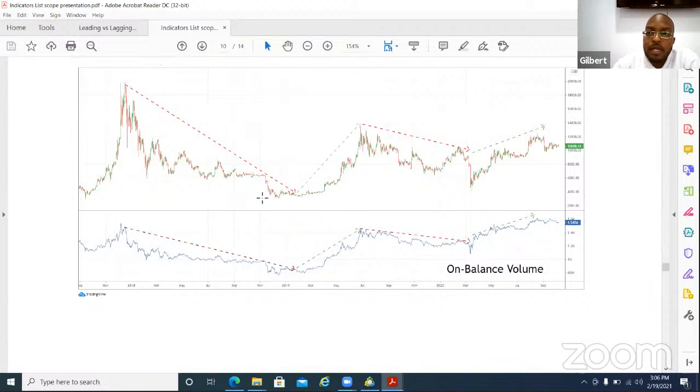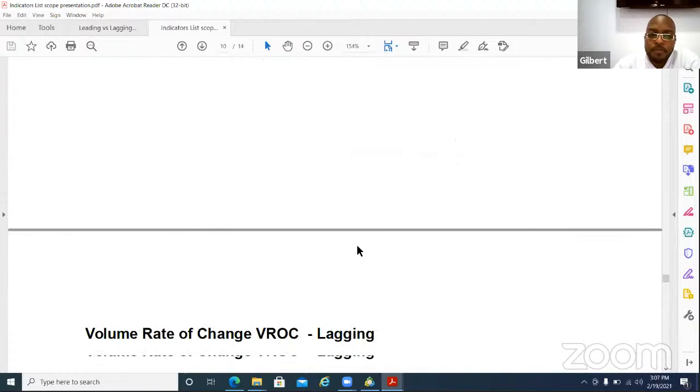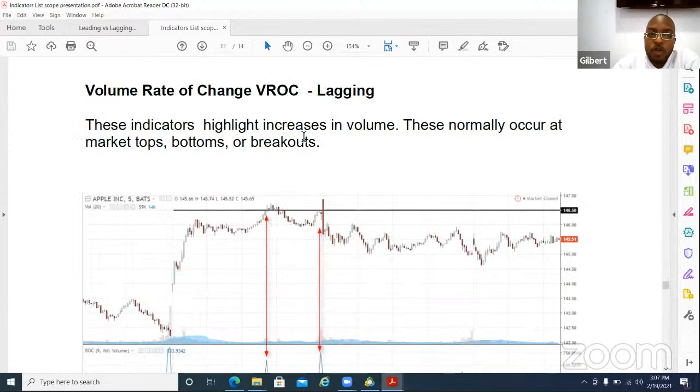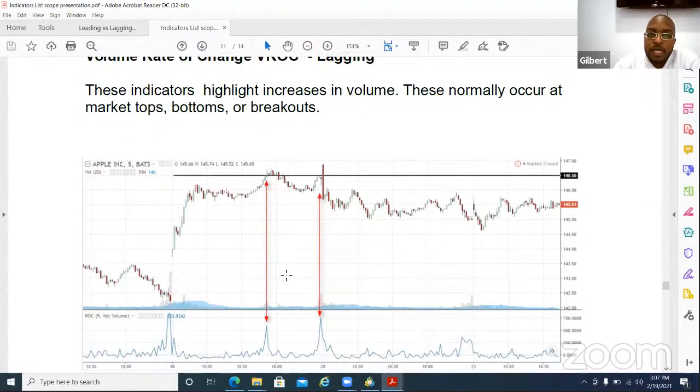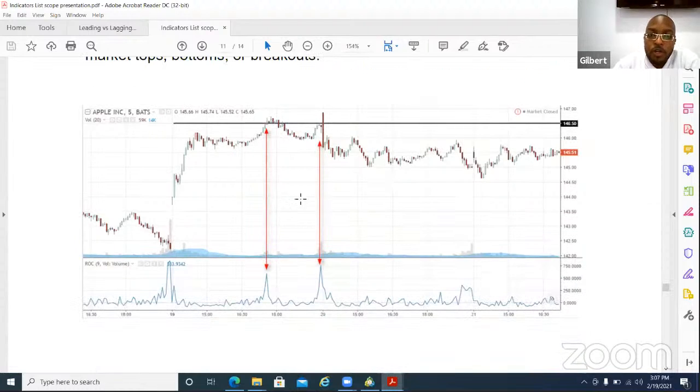Because remember, we said that volumes are the ones that influence price. If there's more demand than supply, then prices will eventually rise. If there's more supply than demand, then prices will fall. Then we have the volume rate of change, and it highlights increases in volumes. These normally occur at market tops and bottoms or during breakouts.